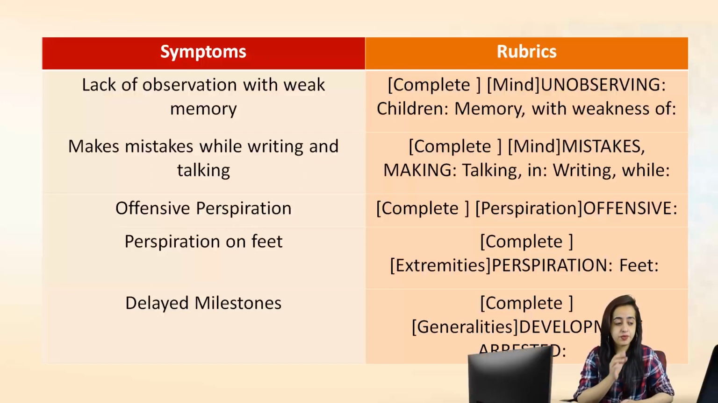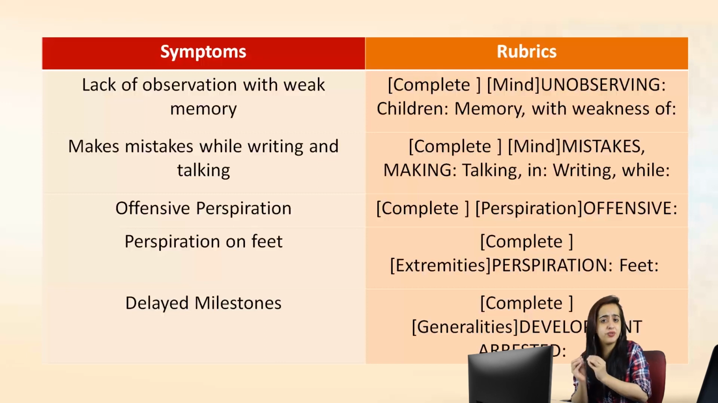Now, especially when we are looking for delayed milestones, we tend to type these keywords while searching a rubric. We have to keep this in mind that sometimes a symptom can be represented in a slightly different language. Say, development arrested is another way of saying that the milestones are delayed. So you have to think of other options while searching a rubric in case you do not find the desired rubric at the first instance.